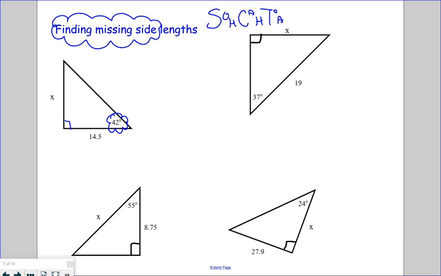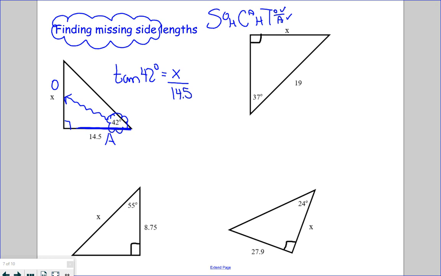Now I'm going to label the sides. So the X is all the way on the other side, so that is opposite. The 14.5 is right beside me, so that is adjacent. So I'm going to go opposite and adjacent is tan. So I write tan 42 degrees. Now it's OA, so it's O on top, A on the bottom. So O on top, A on the bottom.